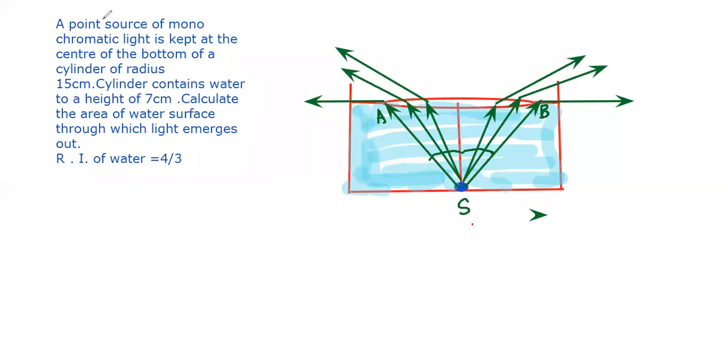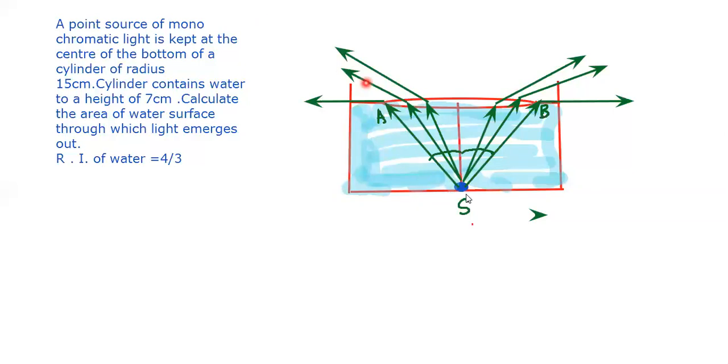Hello friends, we are starting a problem. A point source of monochromatic light is kept at the center of the bottom of a cylinder of radius 15 centimeter. The cylinder contains water to a height of 7 centimeter. What we have to find out is the area of the water surface through which the light emerges out, and we have to take the refractive index of water to be 4 by 3.